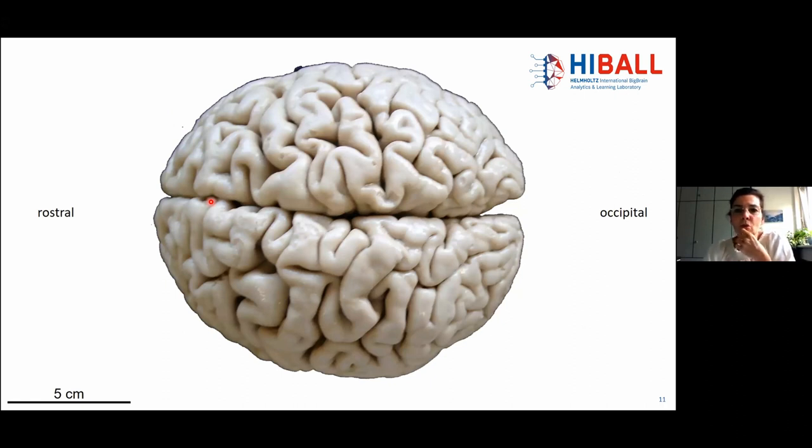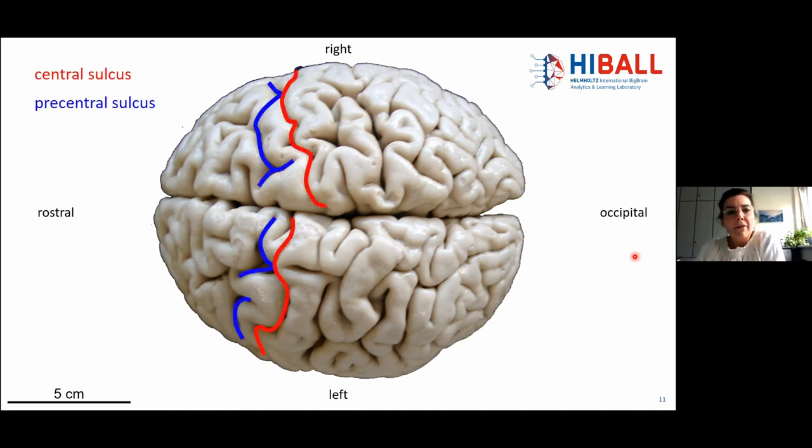So back to the dorsal view of the BigBrain, and the orientation of the image is such that the front of the brain is to the left of the image and the back of the brain is to the right of the image, and then we've got left and right on the bottom and top of the image. What I've highlighted here in red and blue is the course of the central and the precentral sulcus on the two hemispheres of BigBrain, right? And what you can see here is that it's the same brain, but the course of these sulci isn't identical on both hemispheres of the brain.